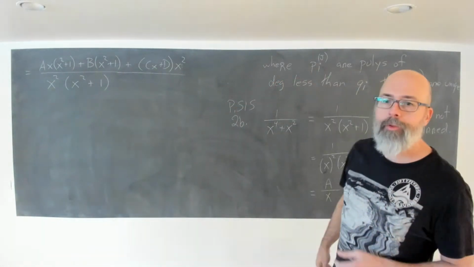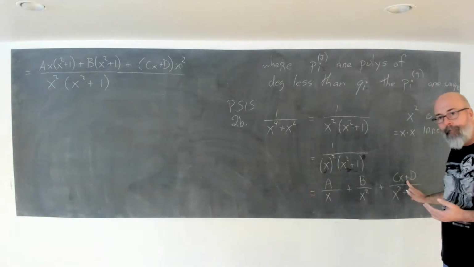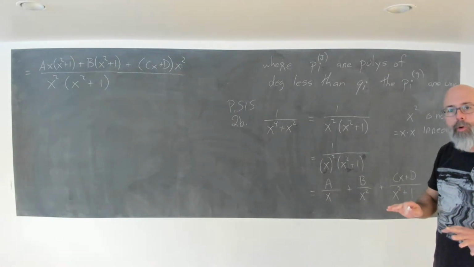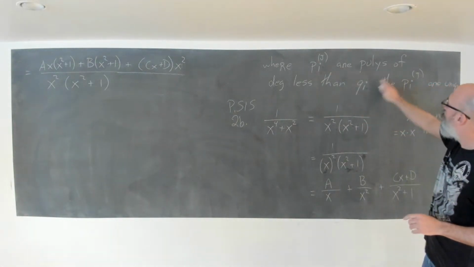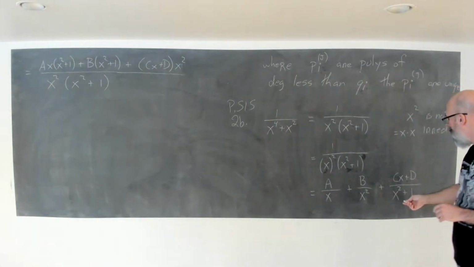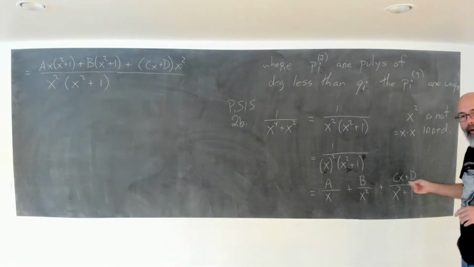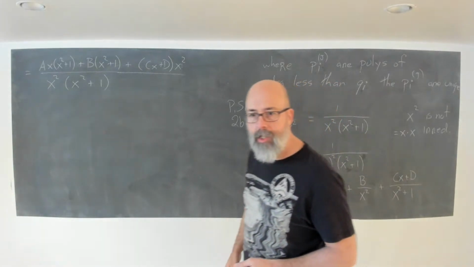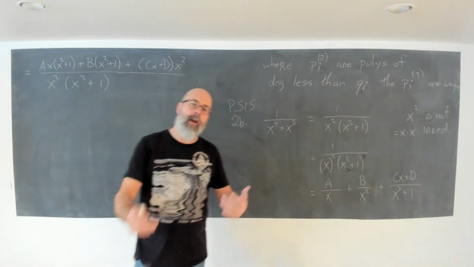For the denominator with degree 2, can the numerator be a constant? It could happen, but we don't know. This says the degree is strictly less than the degree of the irreducible. So this has degree 2, and the numerator could have degree 1, or it could have degree 0. It could turn out that C is 0, but we don't know that a priori. We have to do the work.